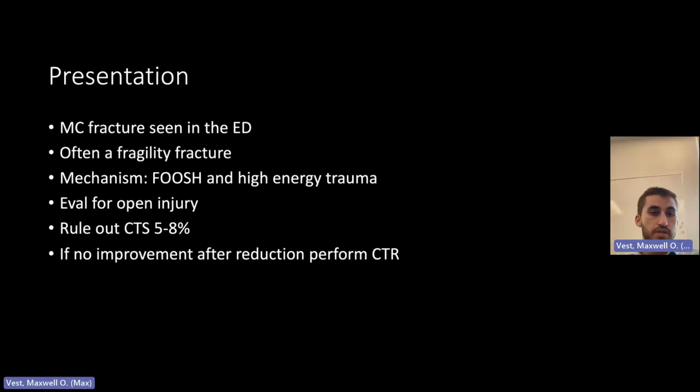In terms of presentation, distal radius fracture is the most common fracture seen in the ED. These are often a fragility fracture, commonly seen in osteoporotic patients. The mechanism is often a fall on an outstretched hand, and then also patients can have high energy trauma, including motorcycles and MVCs. And like any fracture, you want to evaluate for open injuries, and you want to rule out carpal tunnel. So you want to ask if they're having any median nerve symptoms.